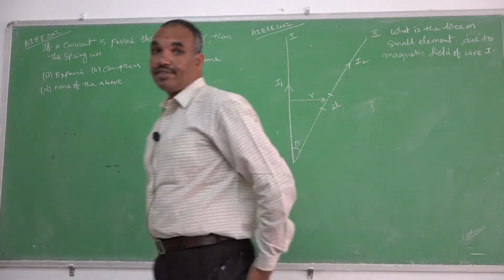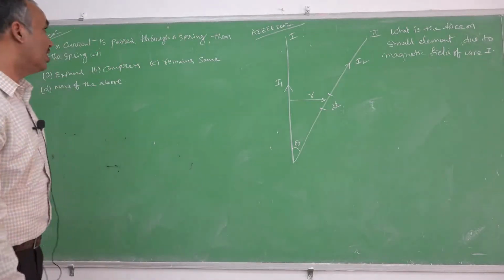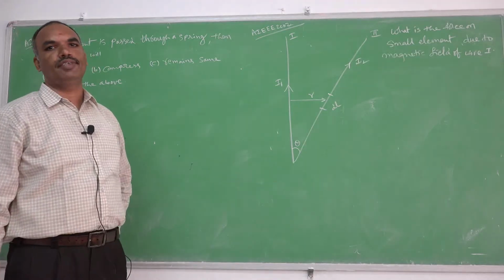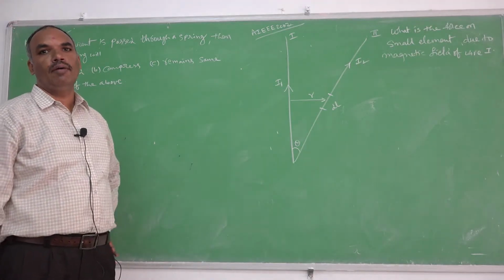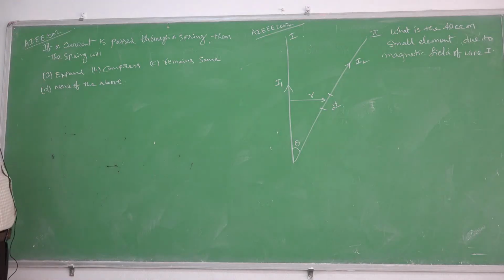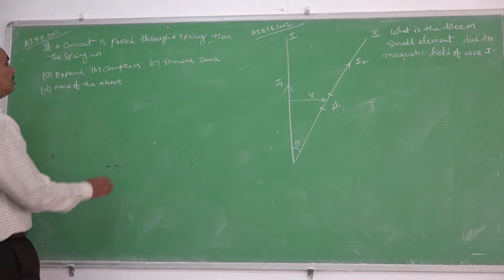Good afternoon, students. Today, let us discuss some of the previous competitive questions based on our electromagnetics lesson. Here is a question asked in IEEE 2002. As per the question, if a current is passed through a spring, the spring will expand, compress, remain the same, or none of the above. These are the options.